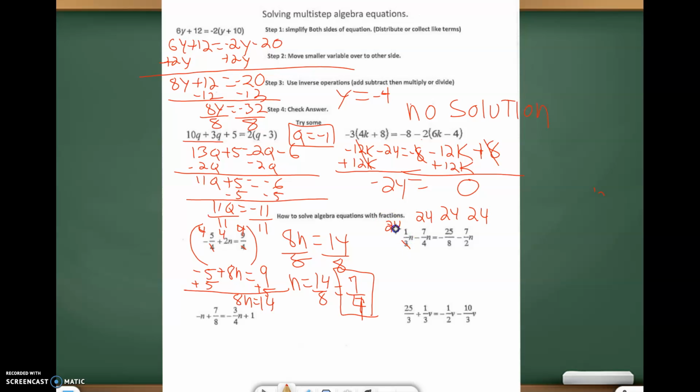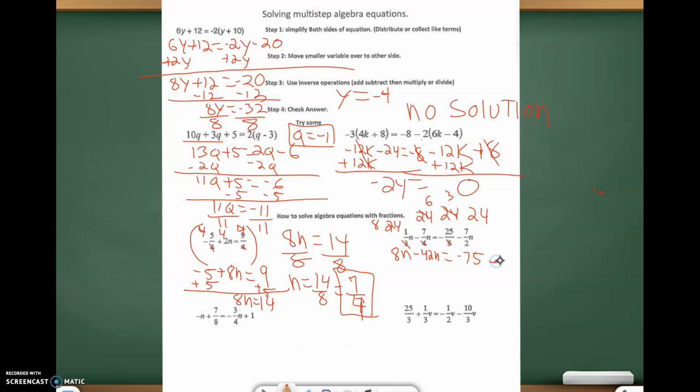Well, 3 goes into 24 8 times, right? So we got 8n. 4 goes into 24 6 times. Now you got to do 6 times 7n, which is negative 42n. Let's continue. Well, 8 went into 24 3 times. 3 times 25 is, and there's a negative sign there, don't forget that.